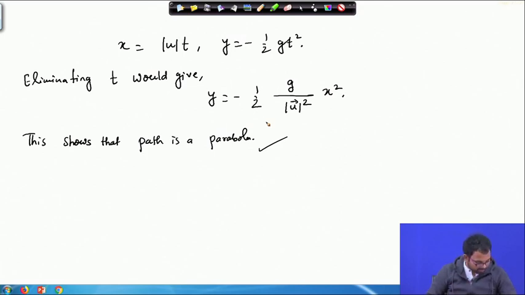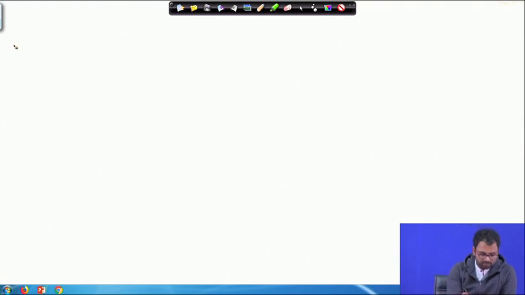Let me see in my notes if I have anything else interesting to show. Next we can derive the harmonic motion. So, let me give you a small example. What do we mean by harmonic motion? The equation of motion for the harmonic motion.